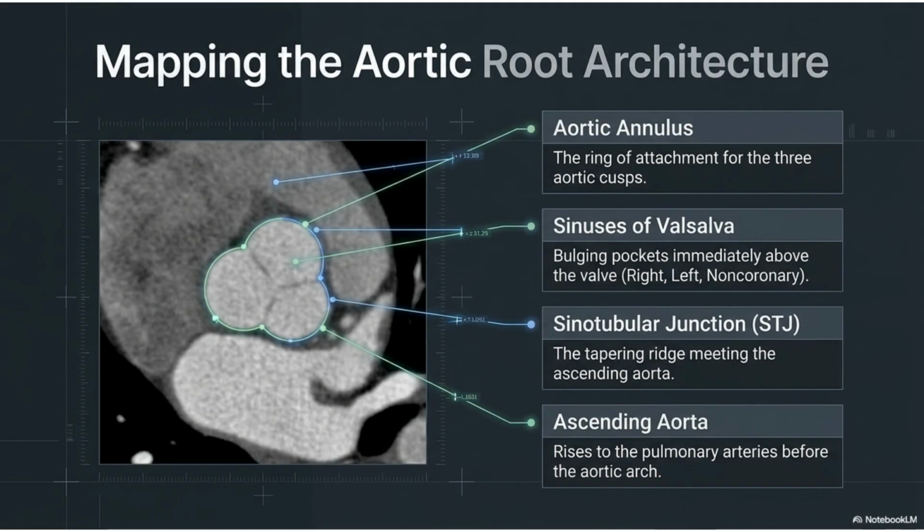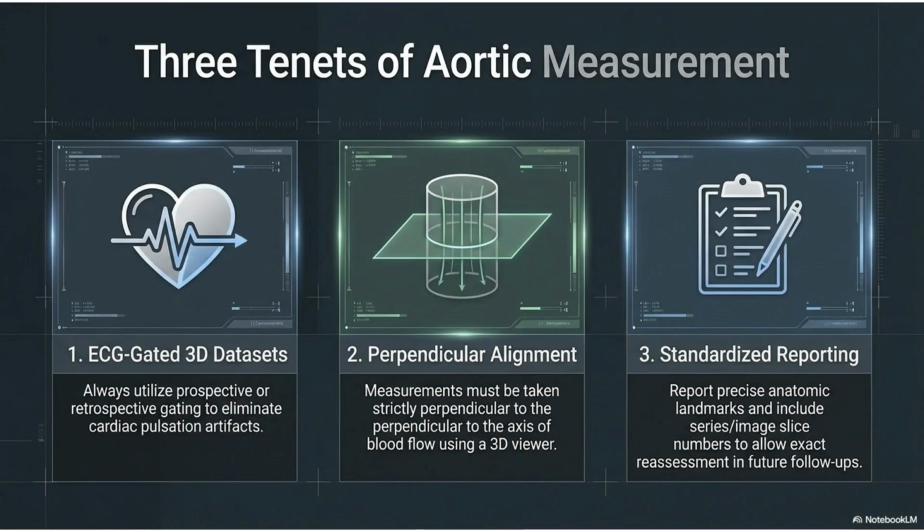Mapping the aortic root architecture includes identifying the aortic annulus, the sinuses of Valsalva, the sinotubular junction, and the ascending aorta. Accurate aortic measurement relies on 3 tenets: using ECG-gated 3D datasets, achieving perpendicular alignment in measurements, and maintaining standardized reporting of anatomical landmarks and slice numbers.